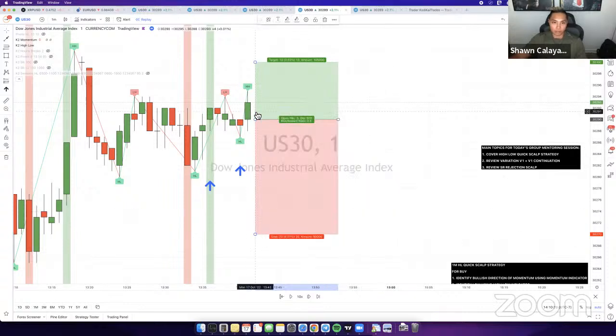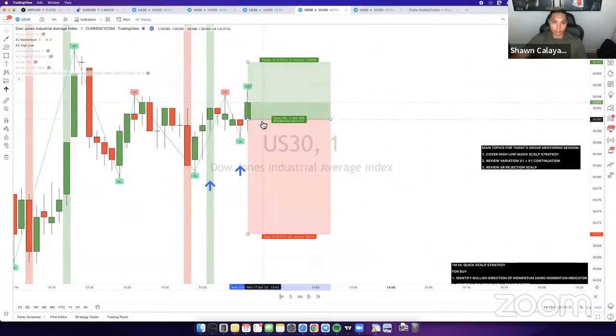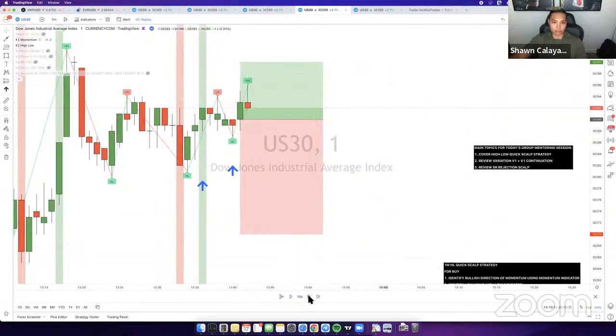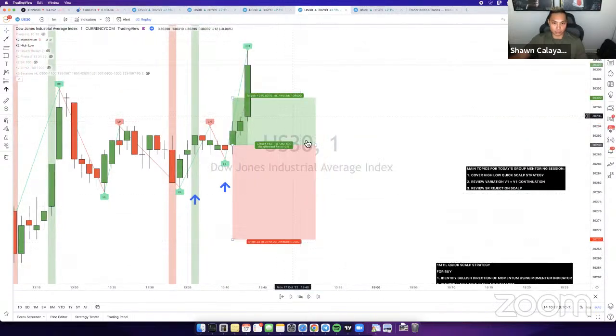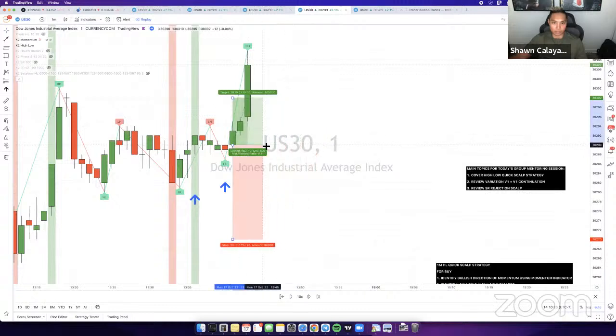So this is where you would enter the trade. You would technically be in profit already as price is pushing up. And then as price pushes up further, you can see how price blasts right through your TP. So there goes an example for a buy.